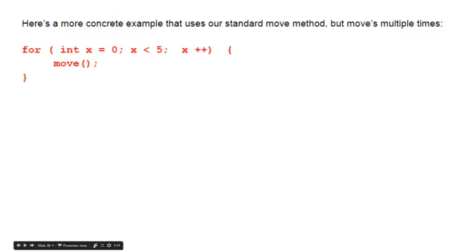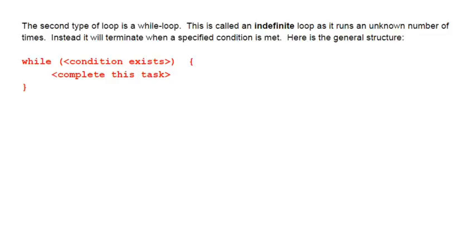This is another example of it. We can see this would just move 5 times. If we could build the table, we'd see that that's what's going to happen. All right, well, we have a while loop.